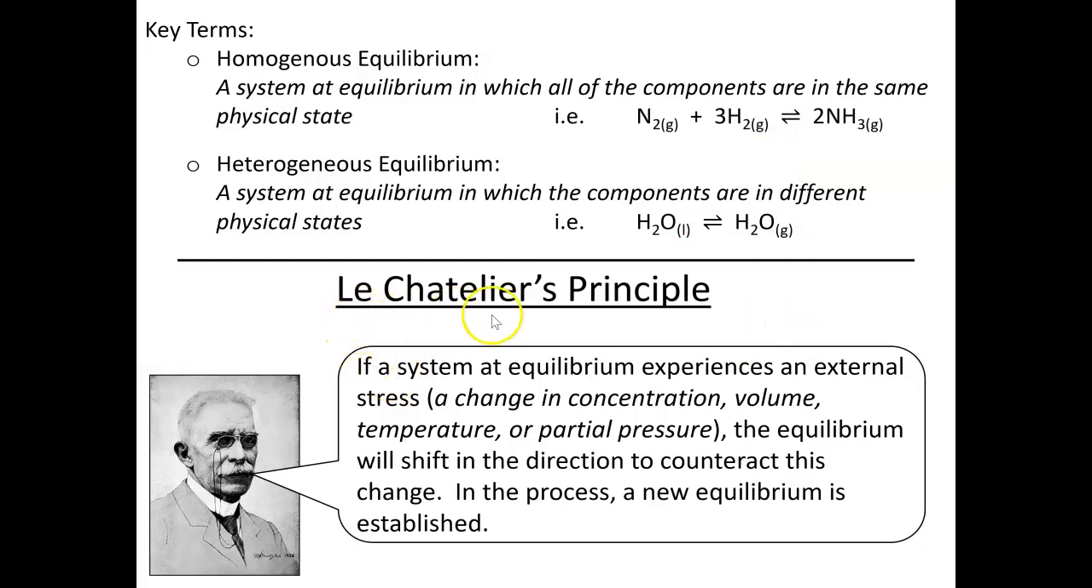Our next topic is on Le Chatelier's principle. It states that if a system at equilibrium experiences an external stress, so a change in concentration, volume, temperature, or partial pressure, the equilibrium will shift in the direction to counteract this change, and in the process a new equilibrium is established. Now I like to summarize all this in 2 words: damage control. So it's not damage reversal, so you're not going to completely reverse the change and bring it back to its original equilibrium state. Instead, it's damage control, where you're just minimizing the change in the system itself, so it's not going to be as bad as it could have been.